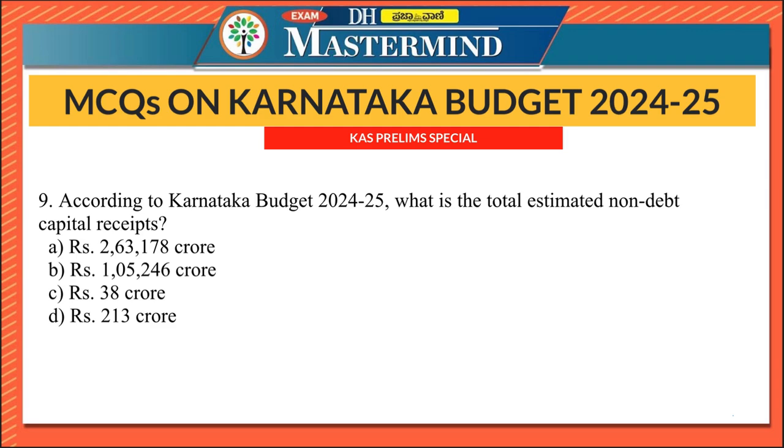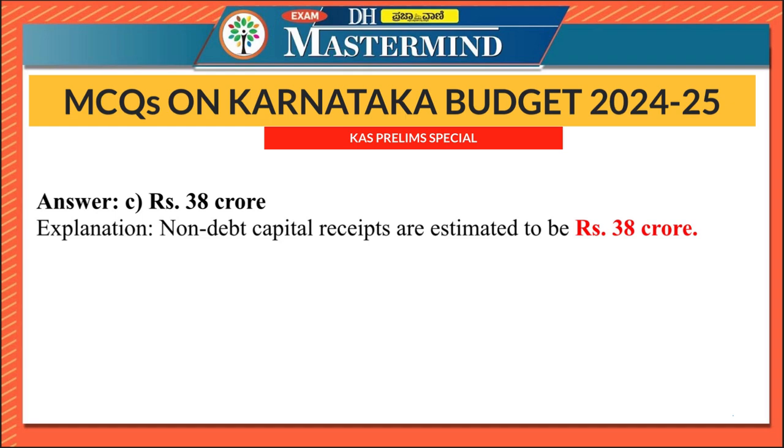Ninth question says, according to Karnataka Budget 2024-25, what is the total estimated non-debt capital receipts? The right option is option C, 38 crore. Non-debt capital receipts are estimated to be rupees 38 crore. This is also a capital receipt, but it does not create any debt, hence non-debt capital receipts. And remember, it's only 38 crore, not thousand or lakh, only 38 crores.